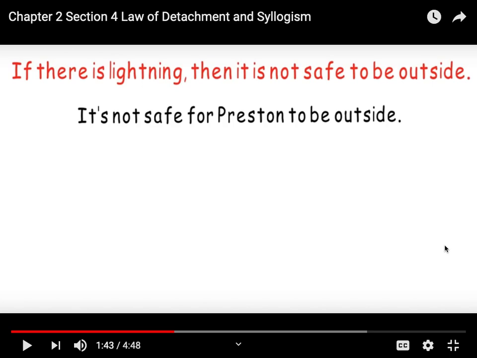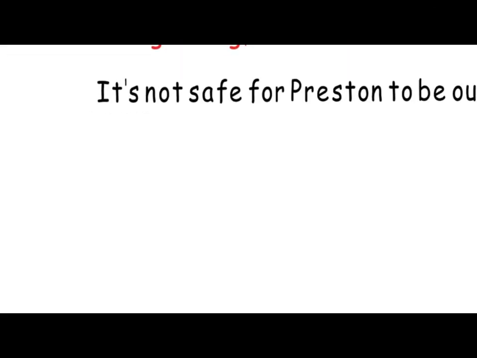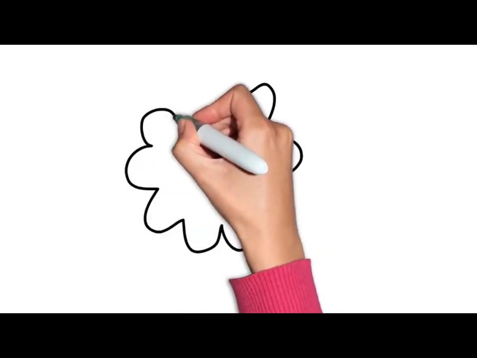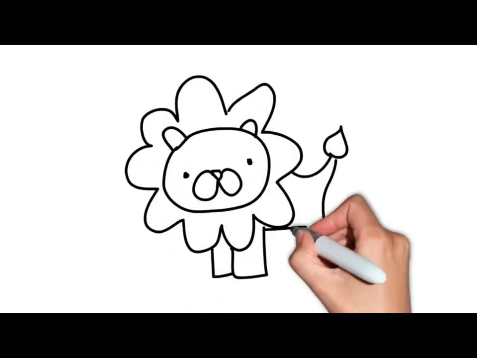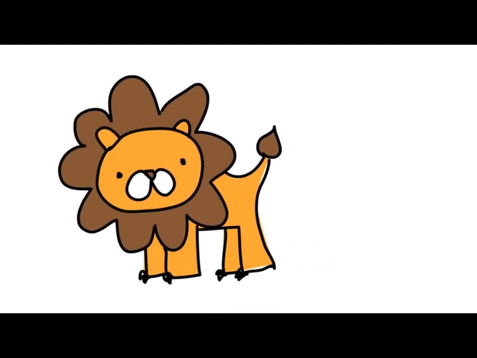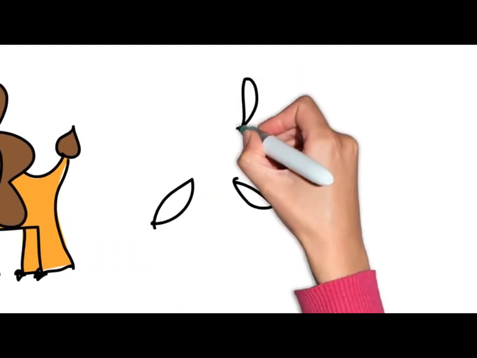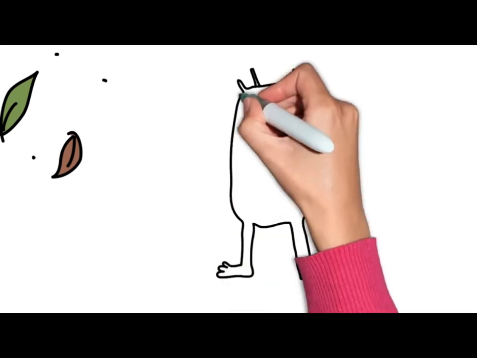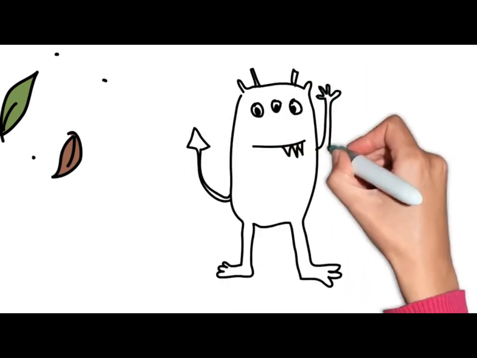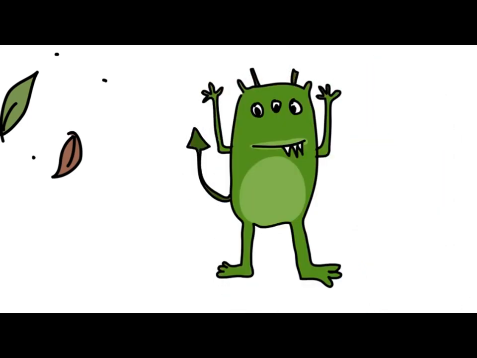We're going to talk about other options here. There could be a lot of reasons why it's not safe for Preston to be outside. What if there are lions roaming around? Definitely not safe to be outside. Or what if there's a big, huge windstorm? Definitely not safe. Well, what if there are little green alien men running around all over the place?